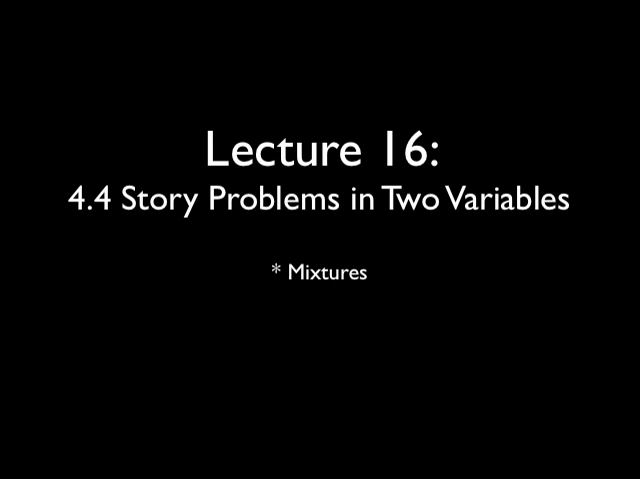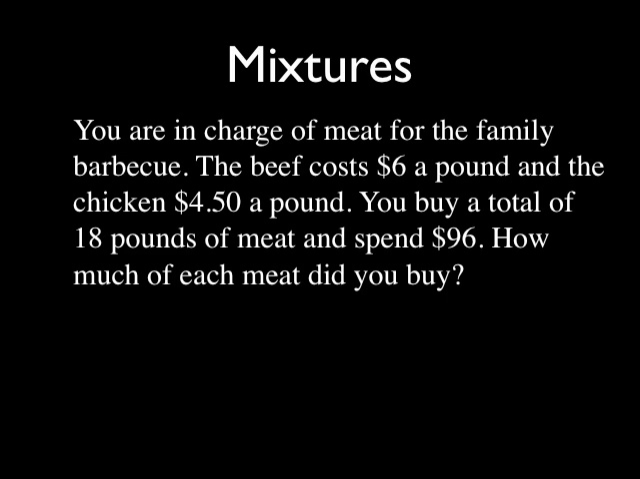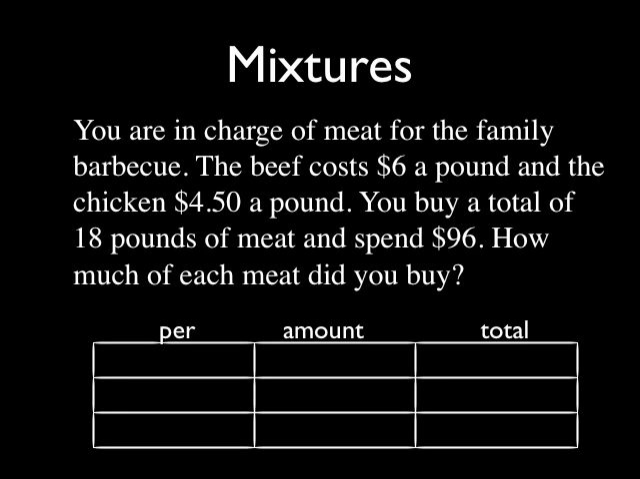All right, here's our last example for lecture 16, our last mixture problem. You're in charge of meat for the family barbecue. The beef costs $6 a pound, the chicken $4.50 a pound. You buy a total of 18 pounds of meat and you spend $96. How much of each meat did you buy? Here's our chart. Do this on your own if you can and pause me and come back.